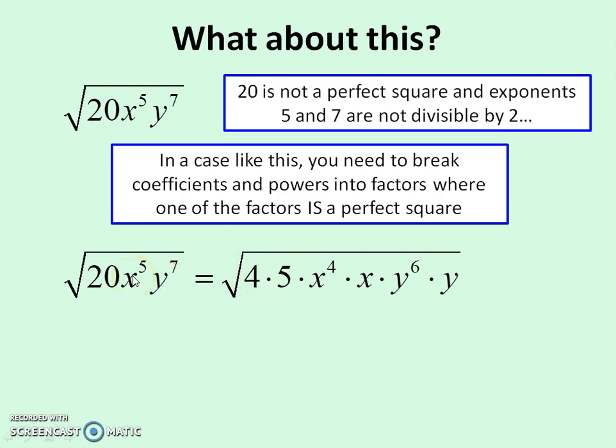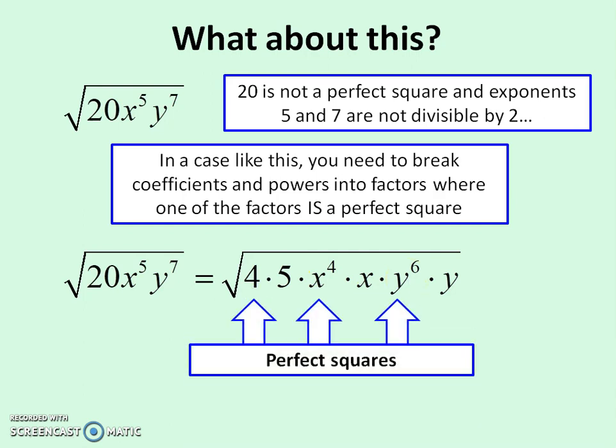And for exponents, because the power has to be divisible by 2, what I'll do is break these up into the highest possible even power, and then whatever's left, which would be 1. So x to the power 4 is a perfect square. It's x squared times x squared. And y to the power 6 is a perfect square. It's y cubed times y cubed. So all of these are perfect squares. That's a perfect square coefficient, and these are perfect square variables.